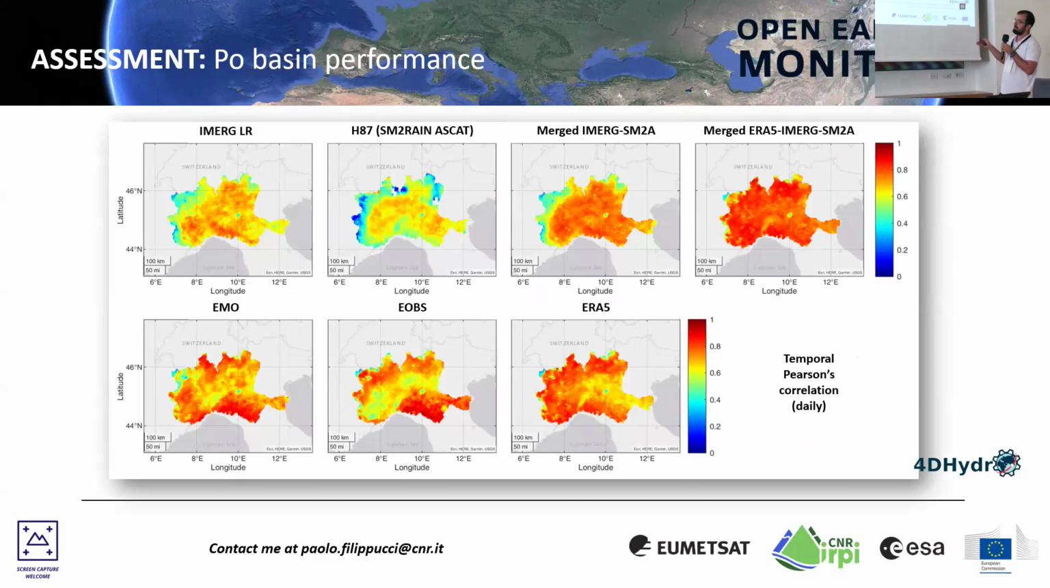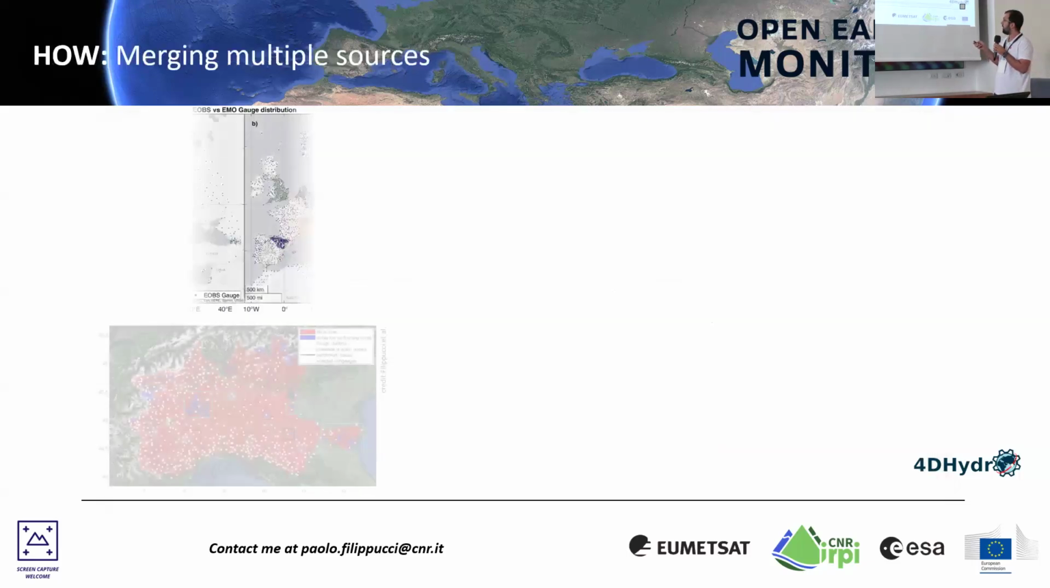Merged, they compensate each other, even if we miss some information over the Alps. And with ERA5, instead, we got a very high performance that instead are missing in some areas for EMO, for EOBS, and for ERA5. Why?